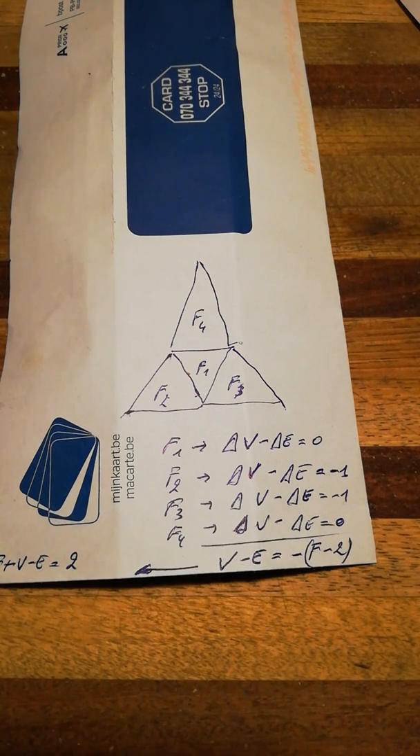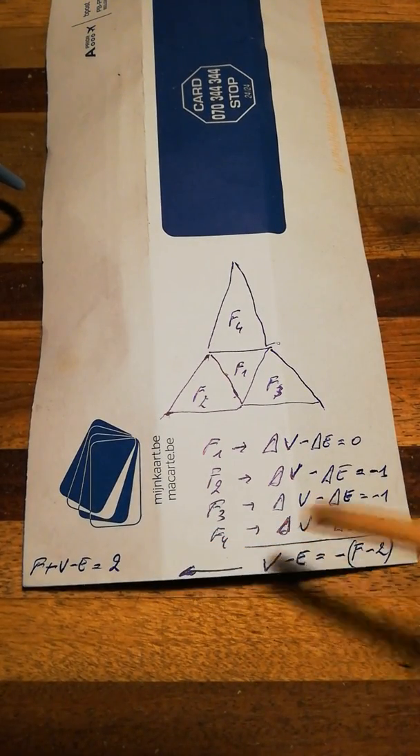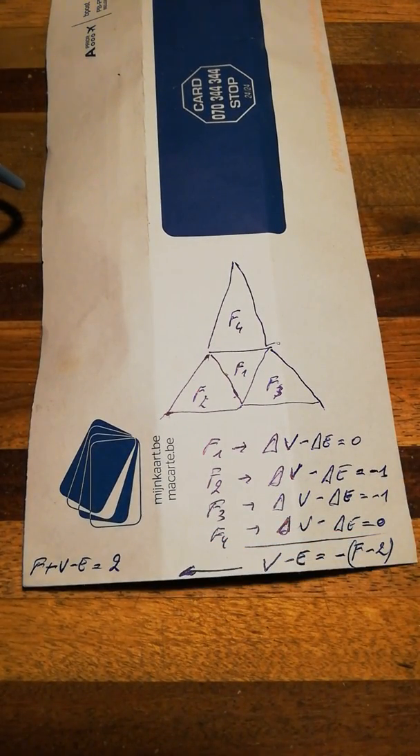And if you add it up, V minus E equals minus F minus 2 between brackets. I pointed to the left hand side, because I hadn't space anymore. F plus V minus E equals 2. Work it out, but you will understand it is a general identity.